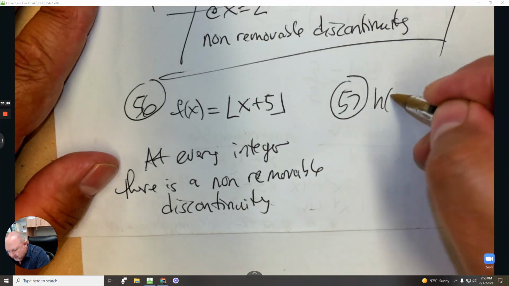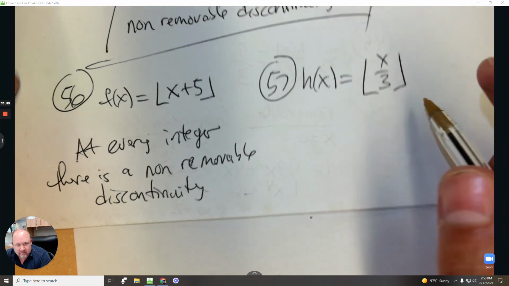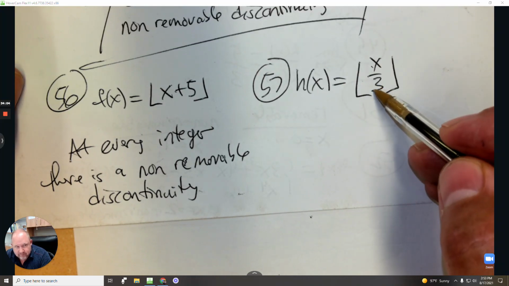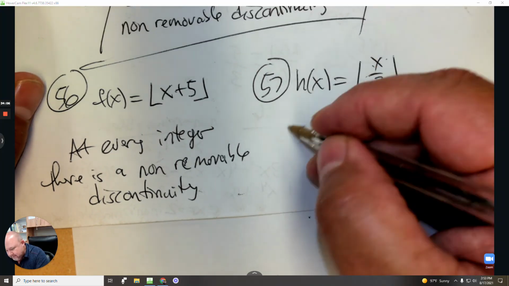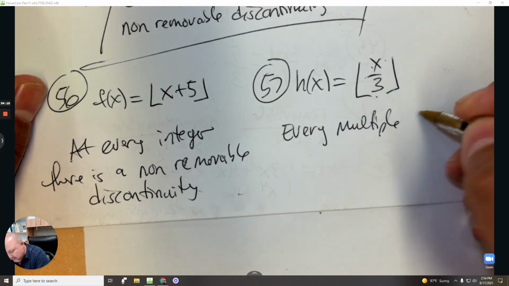All right, one more here. So it's only when there's an integer answer that there's a jump. So not every number gives you an integer. So x divided by 3 would be every multiple of 3 would give you an integer.